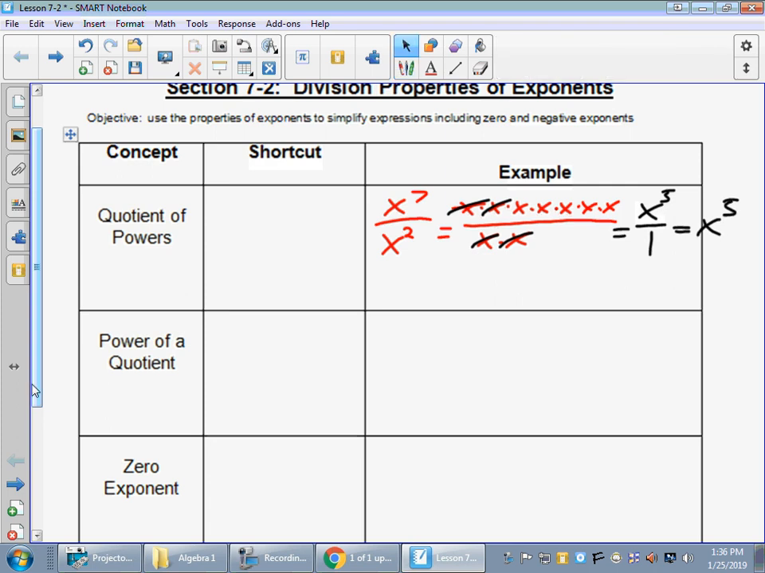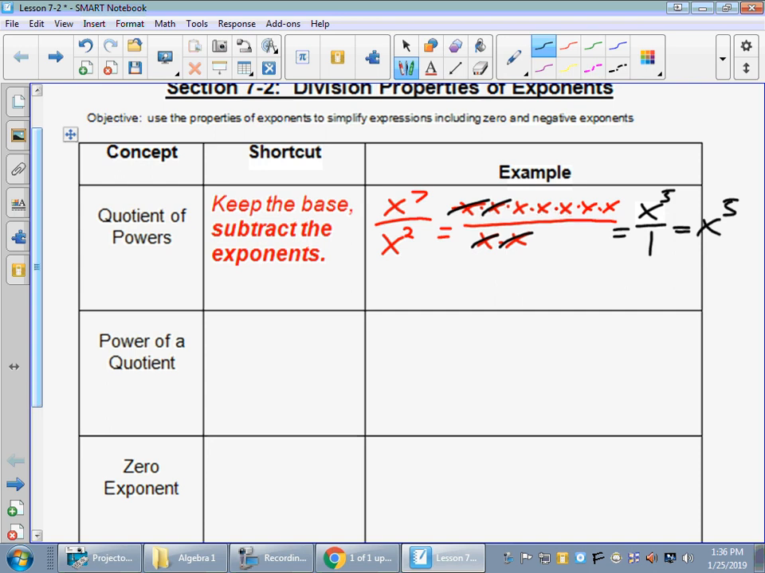Well, the shortcut here says keep the base and subtract the exponents. So it's just the opposite of multiplying, where we added the exponents. In this case, we're going to subtract them. You keep the base number the same, so x stays x, and then you take the 7 and subtract the 2. Subtract the smaller number from the bigger, just in case we see a situation where the denominator's number is larger than the numerator, we can still subtract that as well. So x to the 5th power.